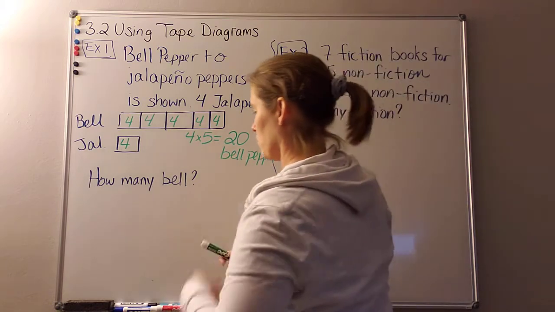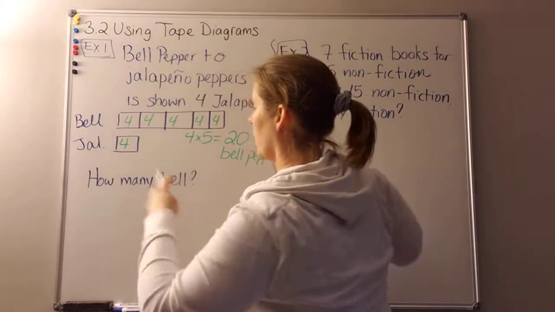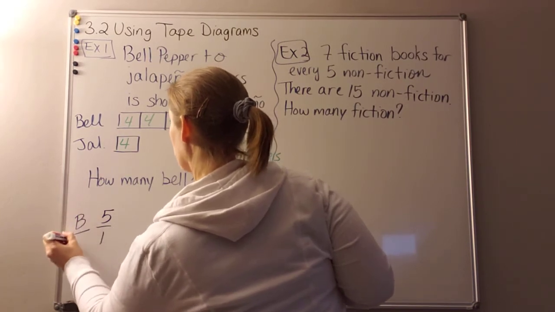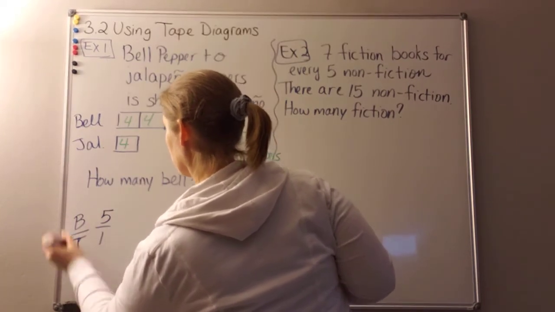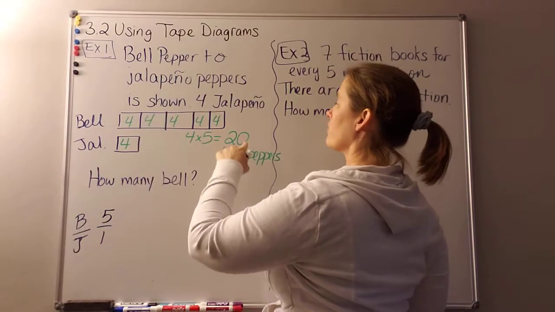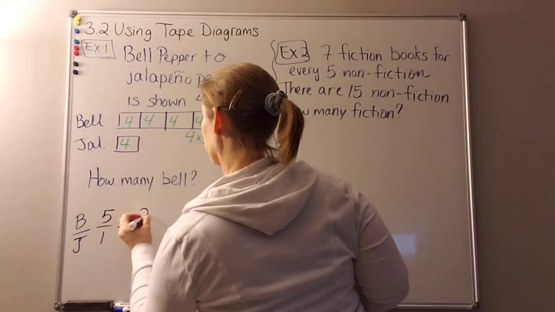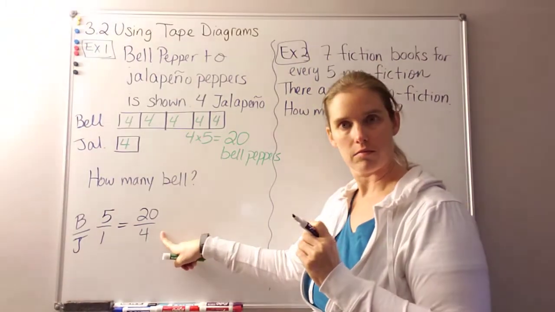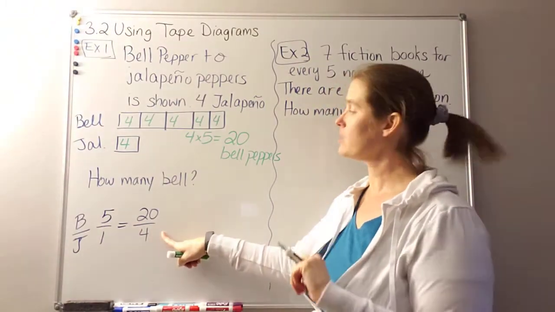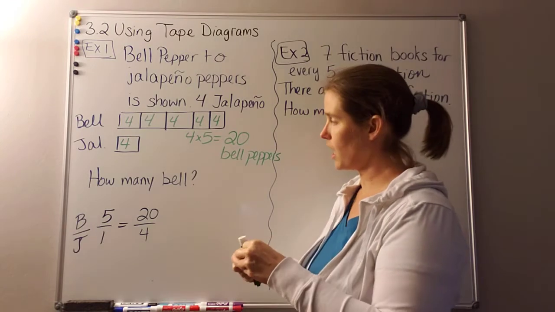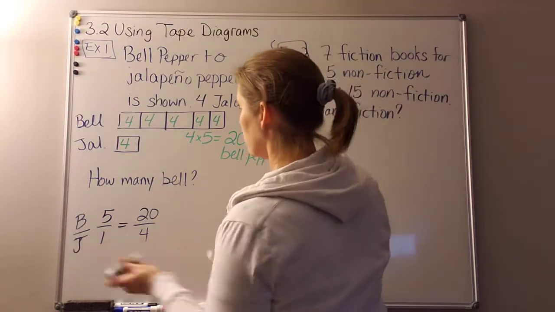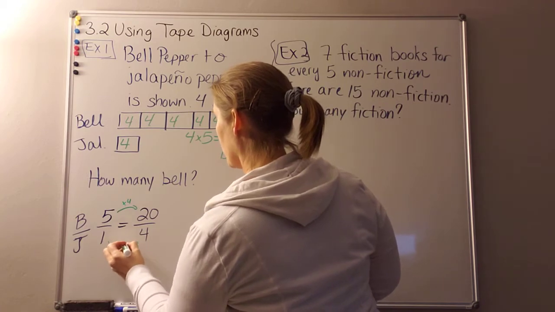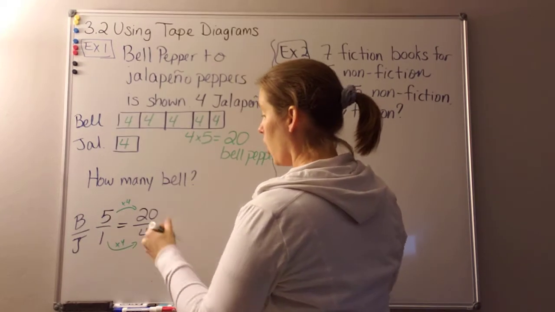So let's just look at this real quickly. We have an initial ratio of 5 to 1. That's the bell to the jalapeno. And now we're saying we have 20 to 4. Are those equivalent ratios? I hope you said yes. And that you said, well, sure, because I can take 5 times 4 and 1 times 4 and get 20 over 4.